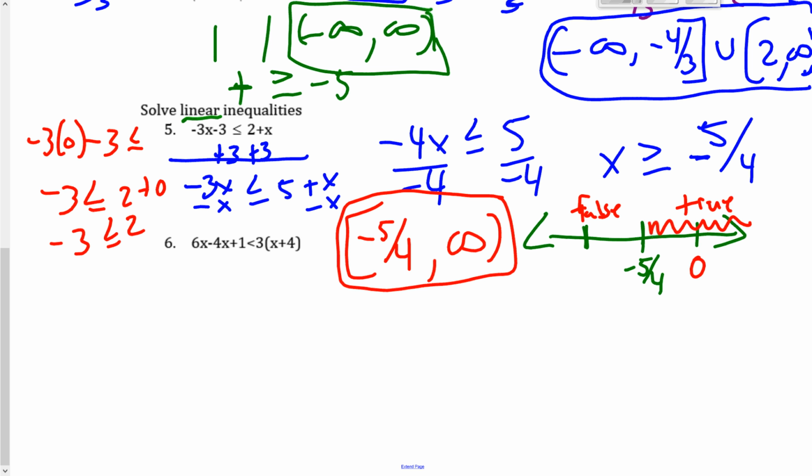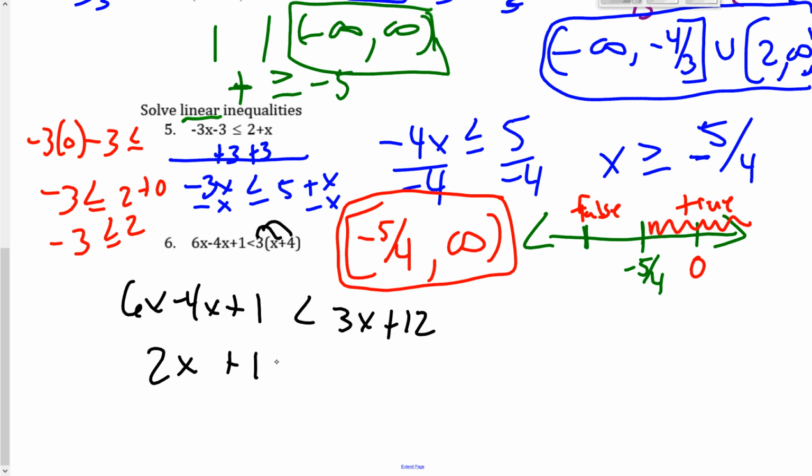Okay, another inequality. Just make sure on this one you distribute that 3 to both of those. So 6x minus 4x plus 1 is less than 3x plus 12. And then go ahead, simplify, right? So this is 2x plus 1, less than 3x plus 12.